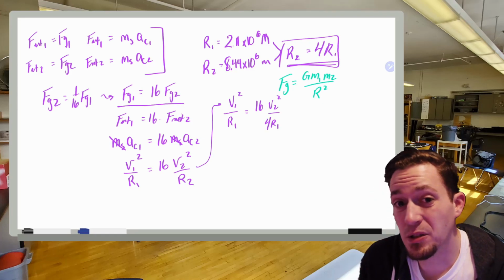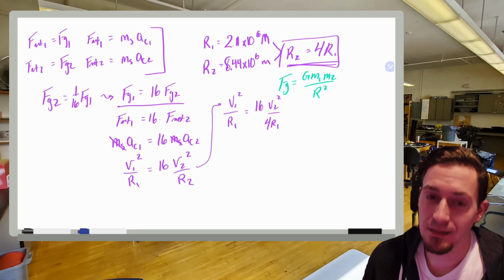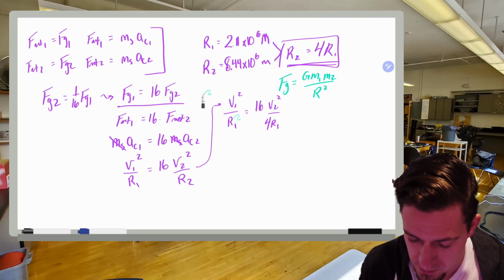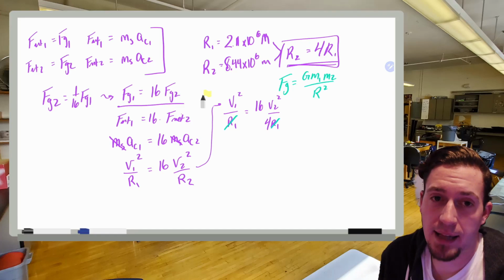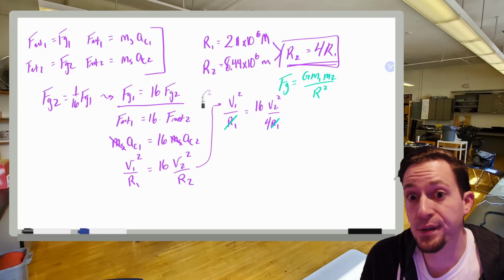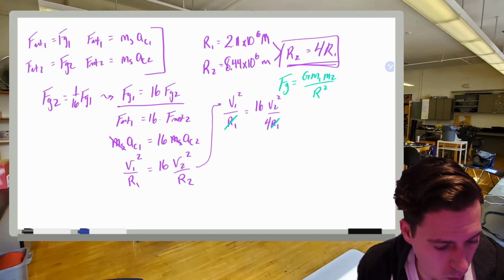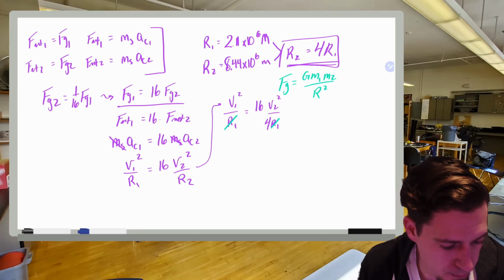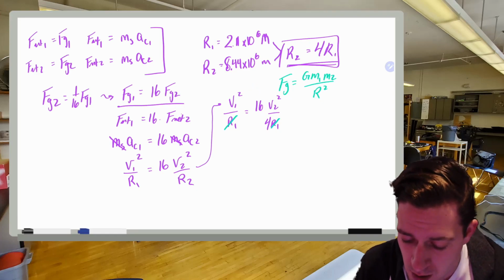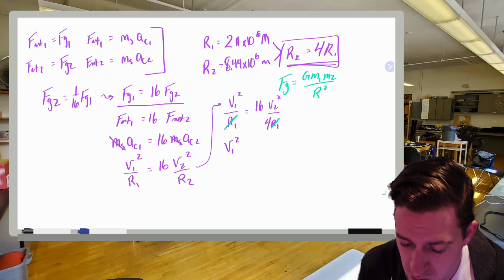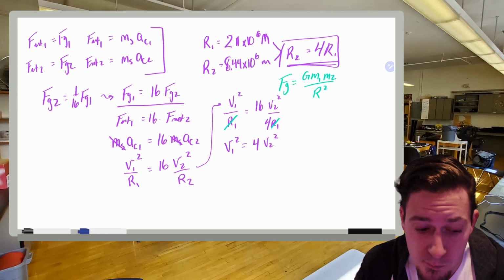The benefit to me doing this, you might say, well, I know those numbers, why would I do that? Because adios, muchacho, I can actually cancel out the R1. That's the benefit of doing that. And again, I'm trying to solve for V2, right? So 16 divided by 4 is 4. So I got V1 squared equals 4 V2 squared.